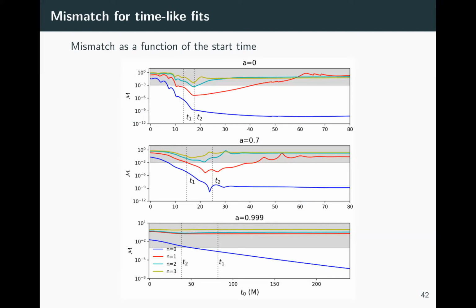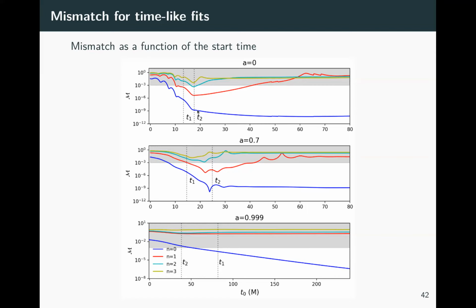So this is what he did for the same experiments I already showed. Blue is the zeroth overtone and red is the first overtone. He sort of arbitrarily said if the mismatch is less than 10 to the minus 3, okay, success: the time-only fit is seeing the overtone. I should say these are all L equal to M equal to 2 modes, different overtones.